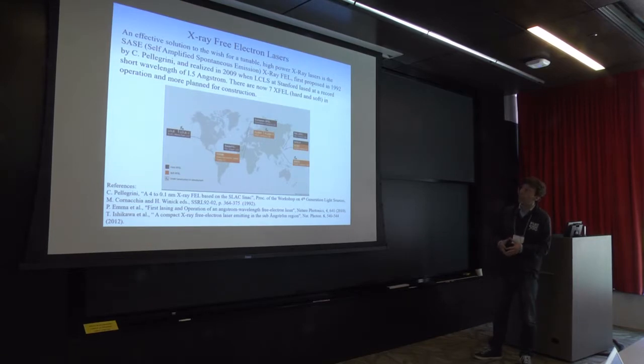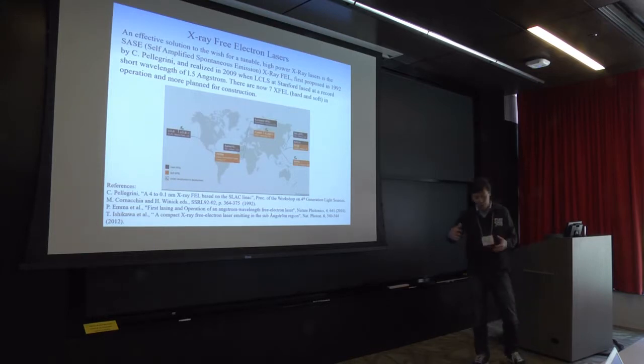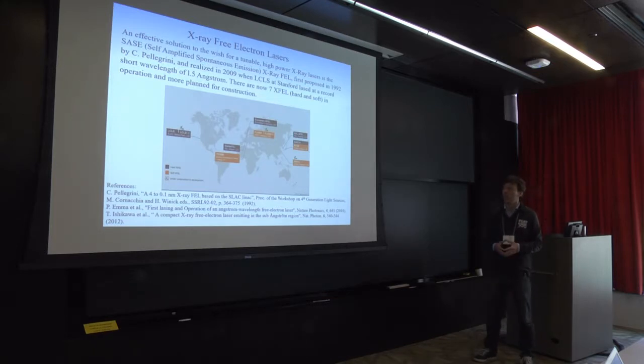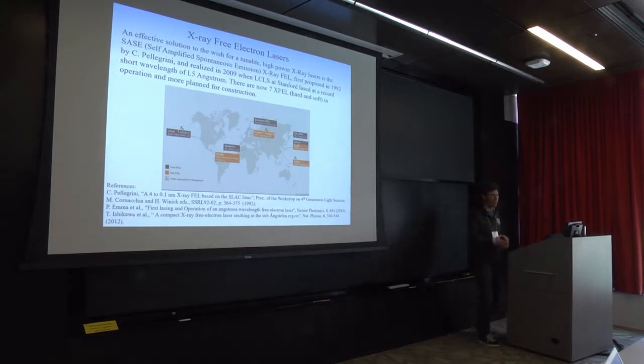X-ray free electron lasers were first proposed in 1992 by Claudio Pellegrini, who was my advisor. The first one was realized in 2009 at Stanford, when they used one third of the SLAC linac to feed into the undulator and generate coherent X-rays at a wavelength of 1.5 angstrom. After this initial success, believe it or not, in the last decade there are 7 either soft or hard X-ray FELs in operation around the world, and more are being constructed and designed. So this is a field that is blooming and expanding very quickly.